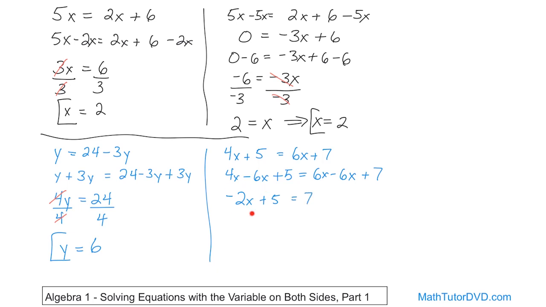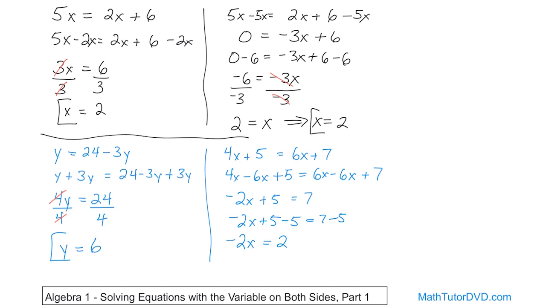So now we work from outer to inner. We want to get rid of the positive 5 first. So we do that by subtracting 5 from the left and subtracting 5 from the right. So on the left, the 5's go away, and you just have negative 2x. And on the right, 7 minus 5 is 2. All right, we're getting closer.